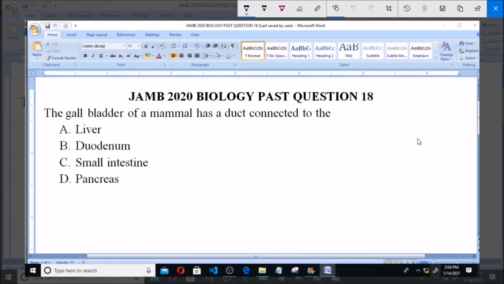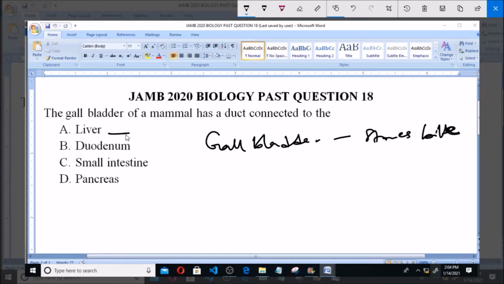Now, the gallbladder is where bile is being stored. When bile comes from the gallbladder, I say the gallbladder stores bile. Now, this bile stored in the gallbladder is not produced in the gallbladder; it is produced in the what? In the liver. So the liver produces the bile, but this bile is stored in what?